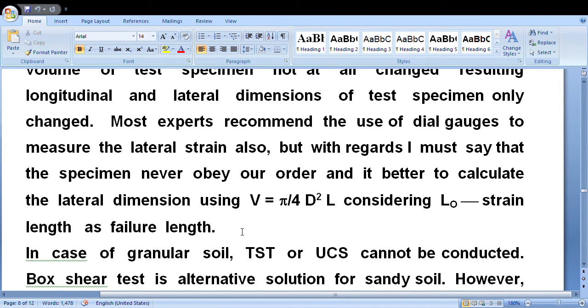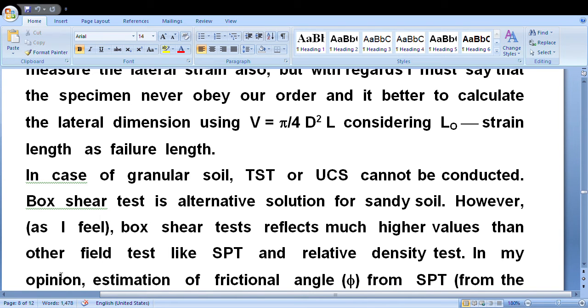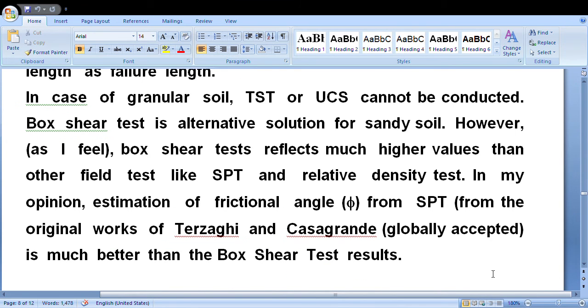In granular cases, we cannot go for the Tri-Axial shear test and unconfined test. The box shear test is an alternative solution for some granular soil. However, as I feel, the box shear test reflects much higher values than other field tests like SPT and the relative density test. In my opinion, estimation of the frictional angle phi from SPT, from the original works of Terzaghi and Casagrande, which are worldwide accepted, is much better than the box shear test.